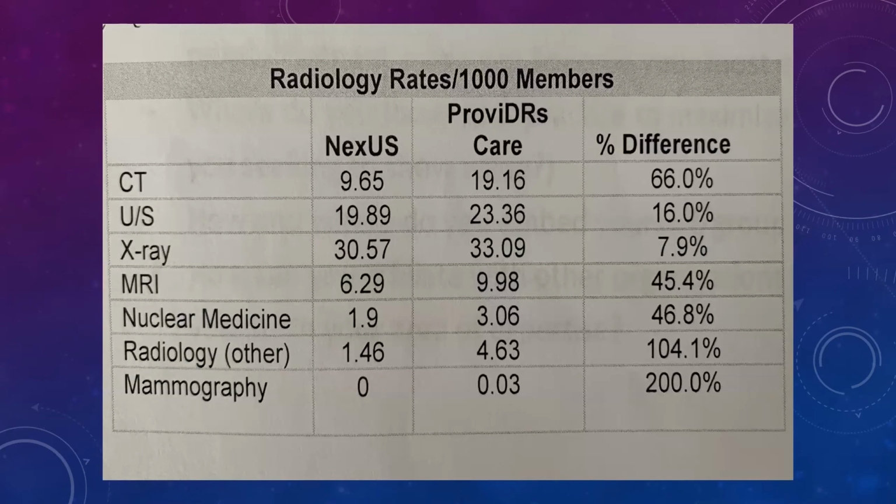The PPO is Providers Care. That had a group of about 30,000 patients for which we had a 4-year look back. Nexus is our new version. And as you can see, we had a 66% drop in CT utilization, nearly a 16% drop in ultrasound. X-ray stayed about the same. So broken fingers, toes, arms, whatever, chest X-rays are going to be utilized at about the same rate. MRI, however, had a significant reduction.